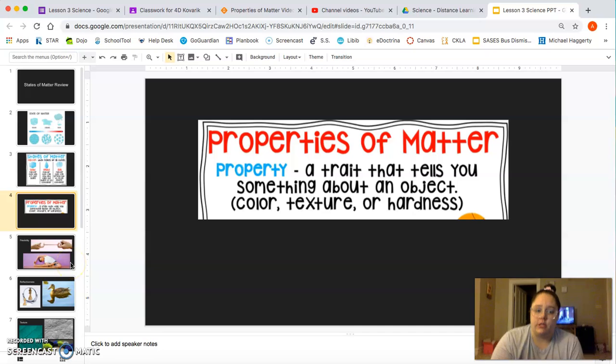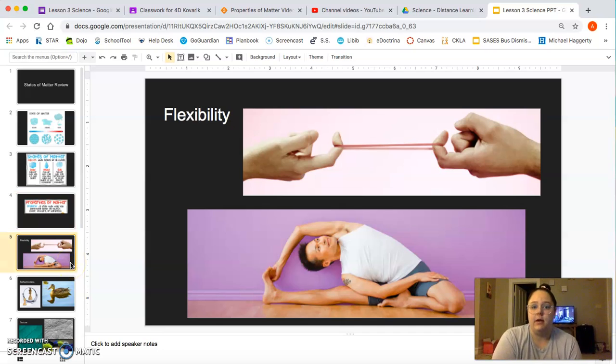There are a couple more that I wanted to talk about that we didn't really get into in the classroom. The first one is flexibility. When you think of flexibility, you might think of this type of picture here. Someone that can stretch really far. Maybe they can do a split. It means the same thing when we're talking about matter. So flexibility: can it stretch? Can it move? Can it bend? This is a great example of matter that's flexible. You can pull on that rubber band and stretch it until it breaks.